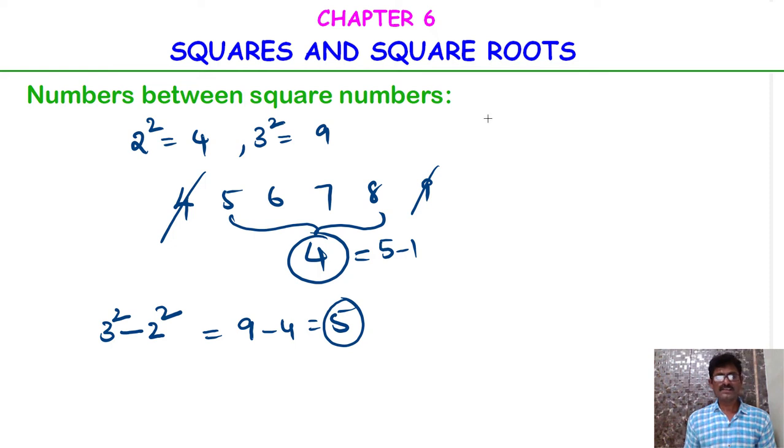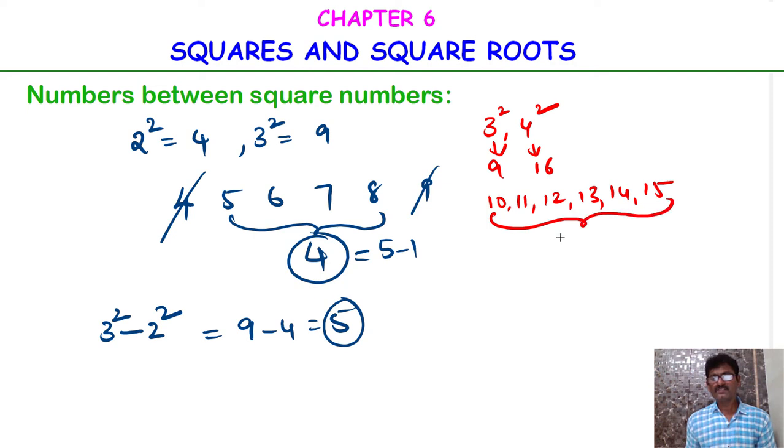Let us see one more example. Suppose I take 3 square and 4 square. So 3 square is 9, 4 square is 16. In between 9 and 16, what are the numbers we have? 10, 11, 12, 13, 14 and 15. So how many do we have here? There are 6. Now if you observe 16 minus 9, the difference of 4 square and 3 square, that will be equal to 7. Now this 6 is 1 less than this 7.